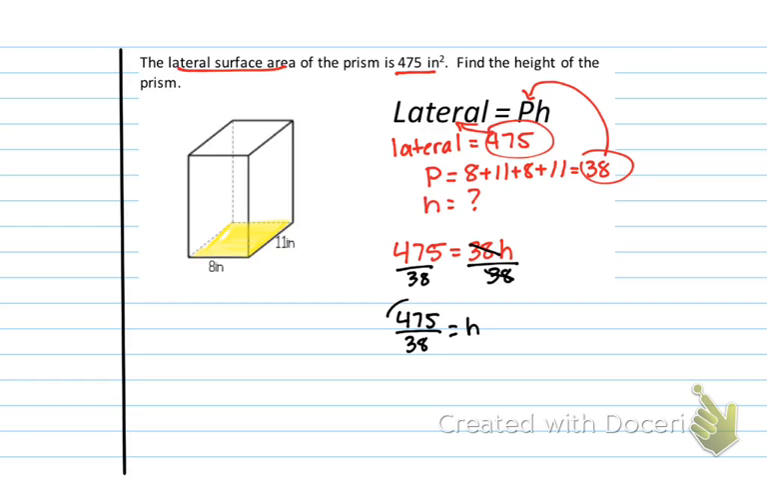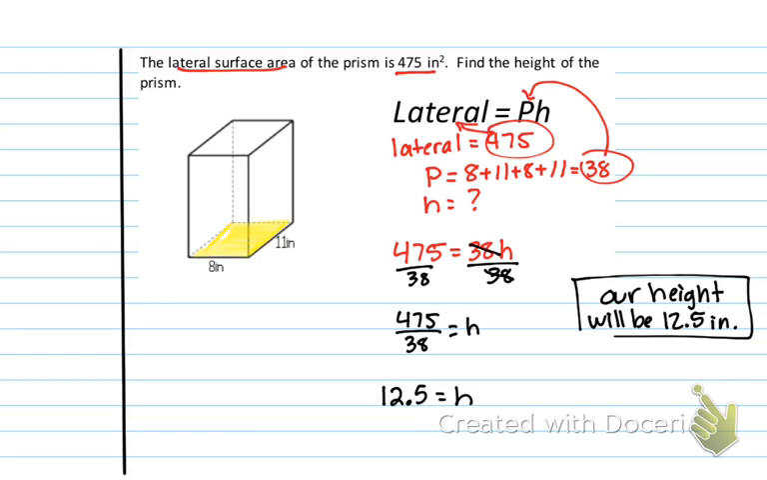We can simplify this fraction to 12.5 in the calculator. And our height is 12.5 inches. Okay, so we can write our height will be 12.5 inches. And that's our answer right here.